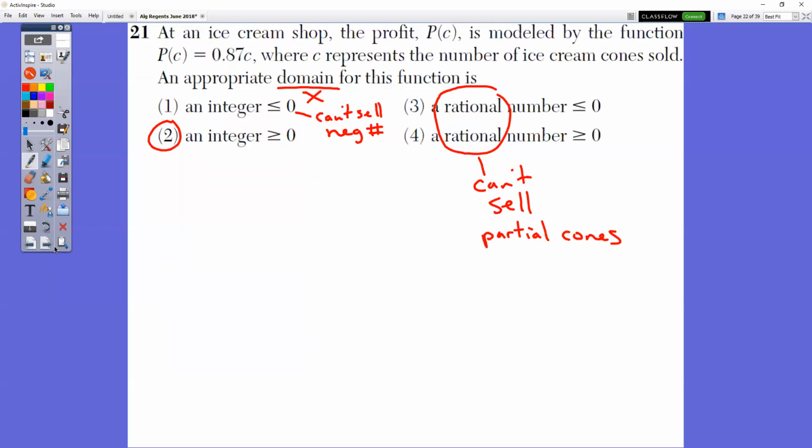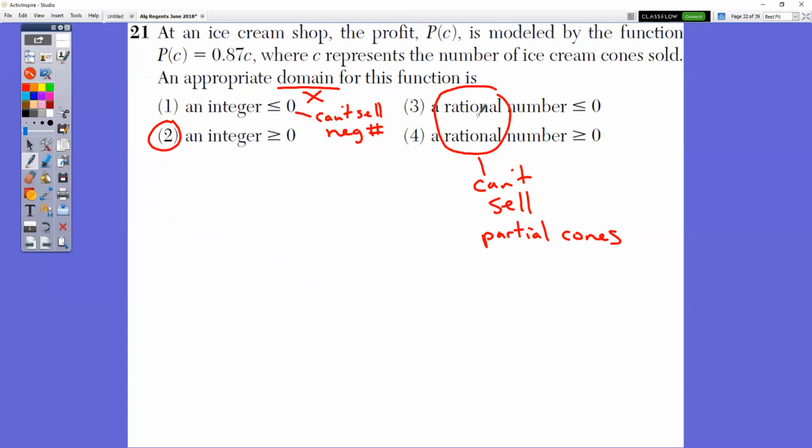At an ice cream shop, the profit is modeled by this equation, where C is the number of ice cream cones sold. What would be an appropriate domain for this function? Can you go to an ice cream store and ask for, oh, I'll take 2/3 of an ice cream cone? No, they're not going to sell you 2/3 of an ice cream cone. All right. So we can't have partial numbers. You also can't sell negative numbers of ice cream cones. That doesn't make any sense. So we can't have choice number 1 because we can't have a negative number. That would be an integer that is less than 0. We can't sell negative numbers of ice cream cones.